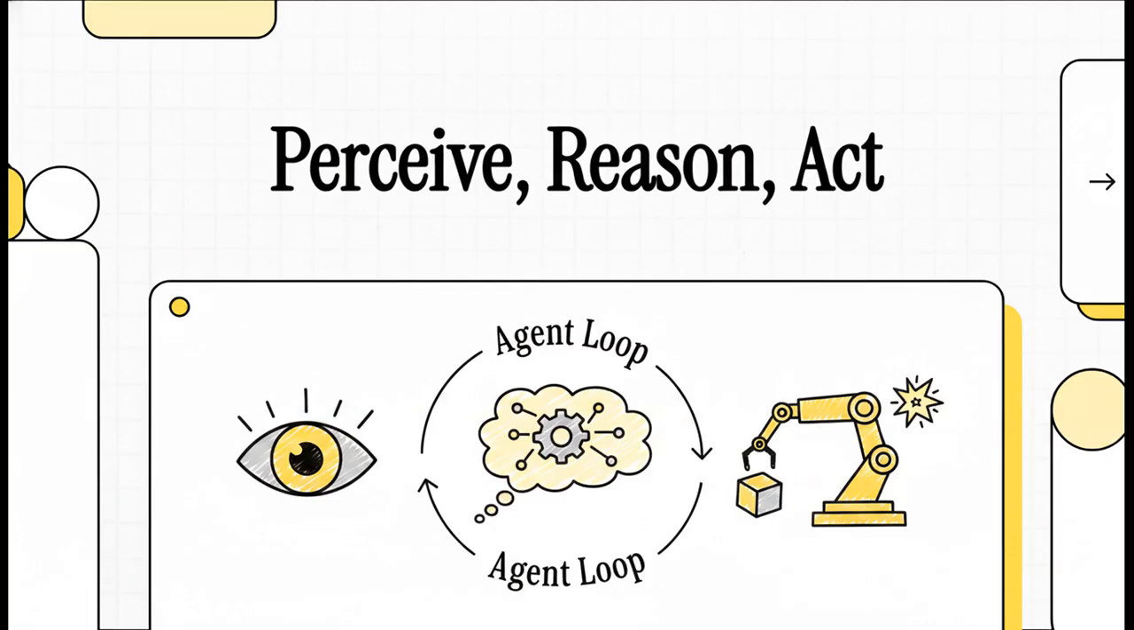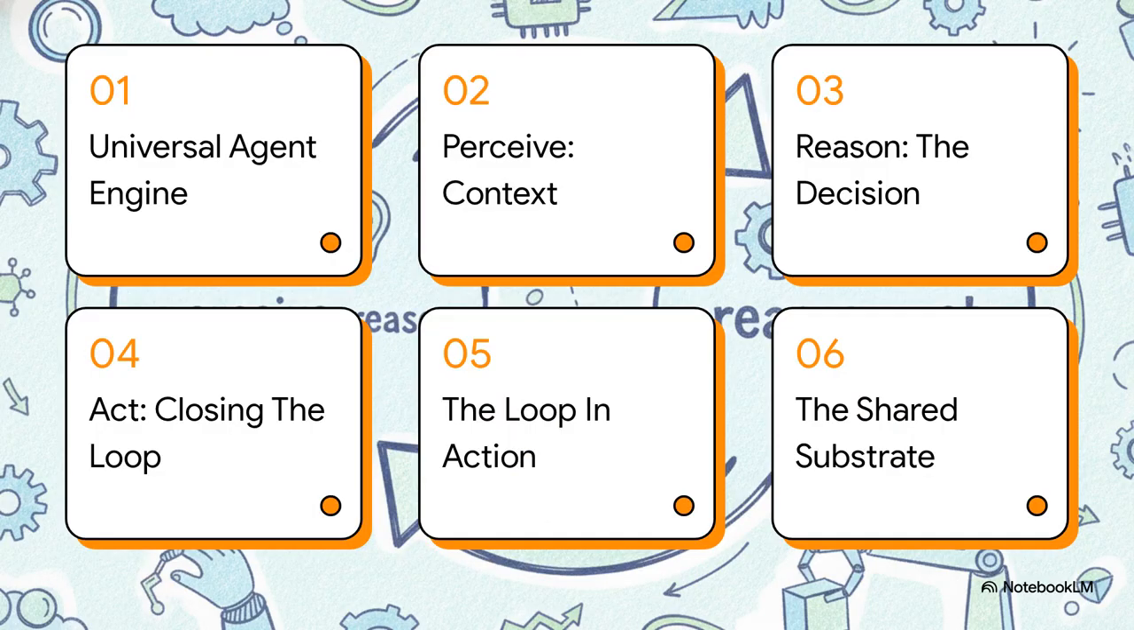In this explainer, we are completely stripping away the hype to reveal the true underlying mechanics. We're going to break down the universal engine that powers literally all of them, the agent loop. Get ready, because we are unpacking exactly how these systems perceive, reason, and act to solve incredibly complex problems. Okay, let's dive into this explainer.